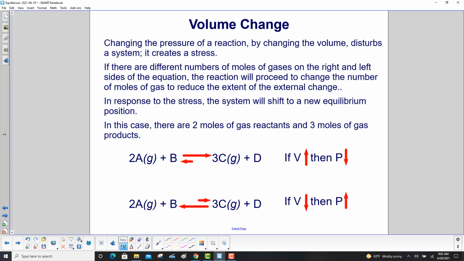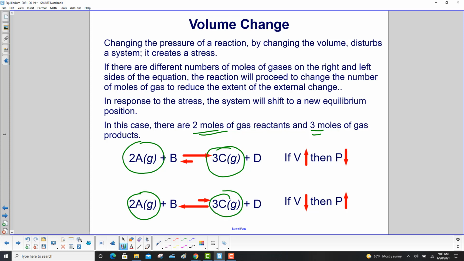Changing the pressure of a reaction by changing the volume disturbs a system. It creates a stress. If there are different numbers of moles of gas on the right and left sides of the equation, the reaction will proceed to change the number of moles of gas to reduce the extent of the external change. In response to the stress, the system will shift to a new equilibrium position. In this case, there are 2 moles of gas reactants and 3 moles of products. Here's the product, here's the reactants, same for both of them.